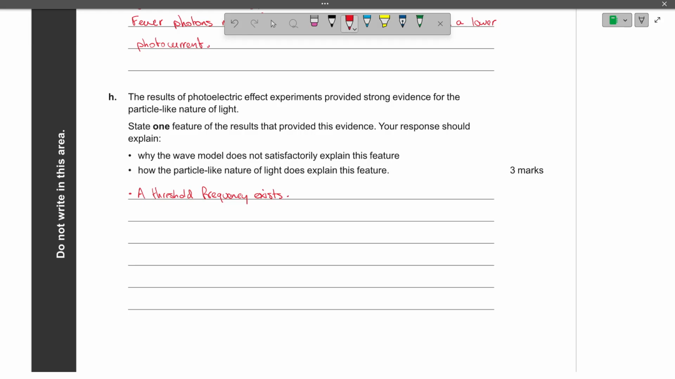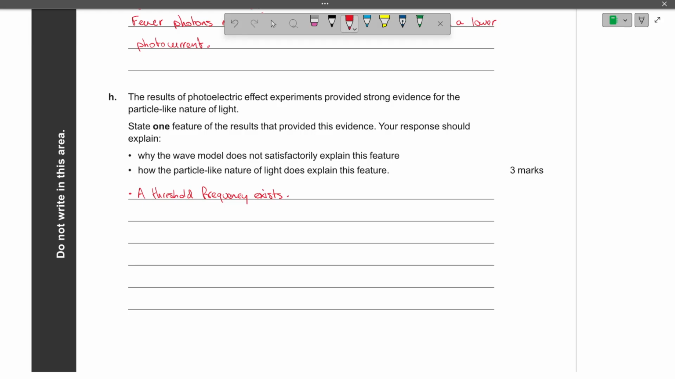Again, this is all theory. I'm just going to quickly explain this because we've gone way over time. But if you're talking about a wave model of light, then it shouldn't matter what frequency of light you use. If you leave that light shining on the metal plate long enough, eventually enough energy will be built up on the surface of that metal to eject those electrons. That's what the wave model predicts.